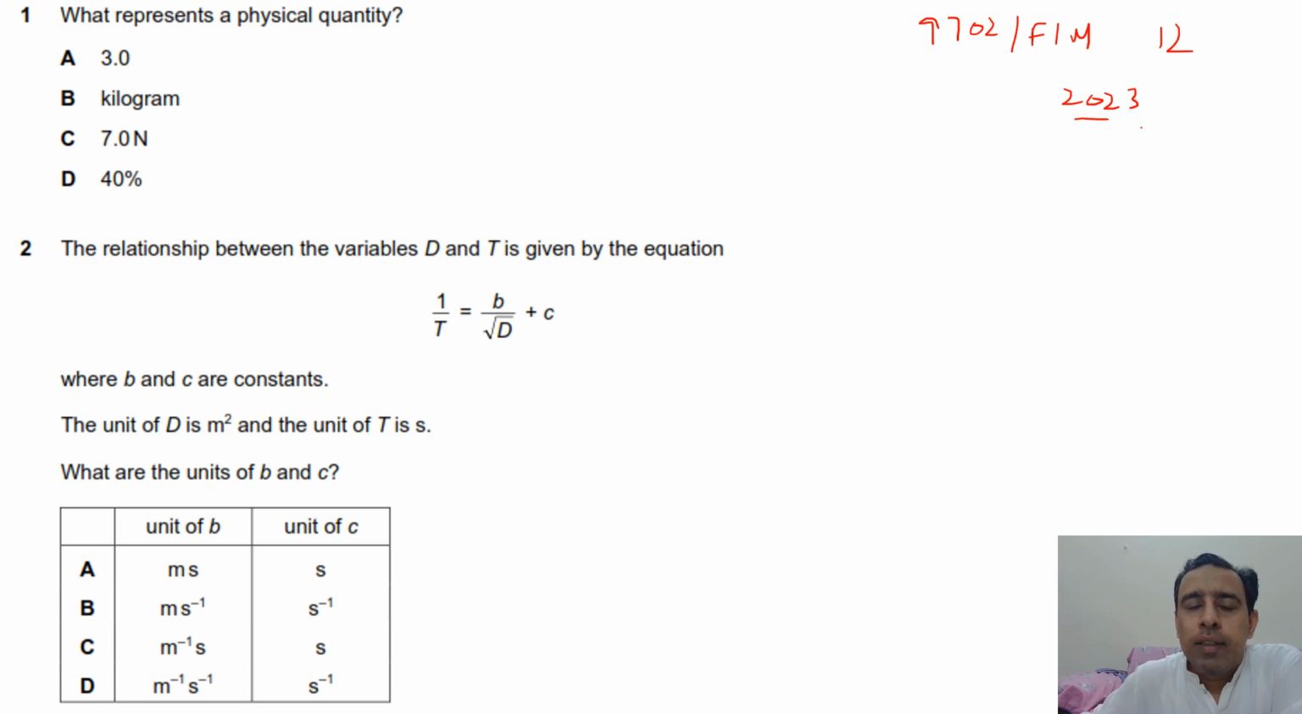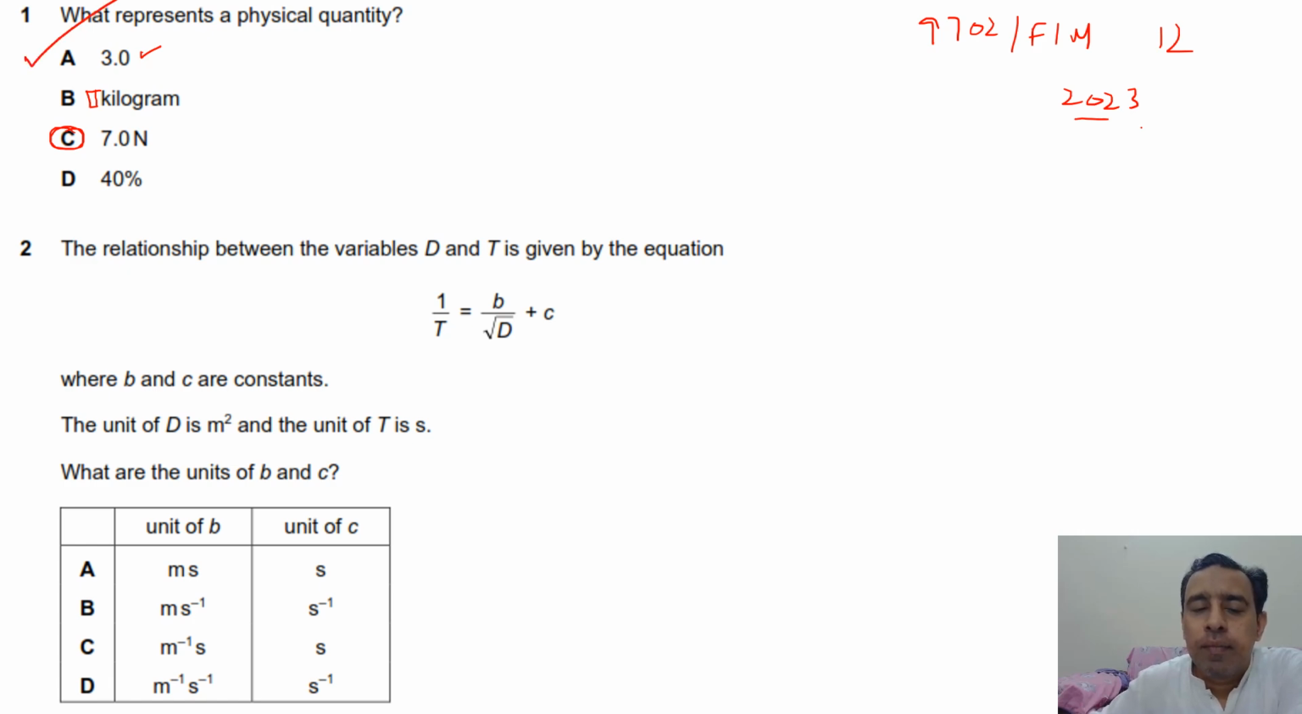In question number 1, what represents a physical quantity? Physical quantity means we must have a quantity which is measurable and having a specific value with it. For example, 3, we have no idea what's 3. Kilogram is the unit, but how much quantity is with it, we have no idea. 7 Newton is correct because the force and the magnitude and the unit both are given.